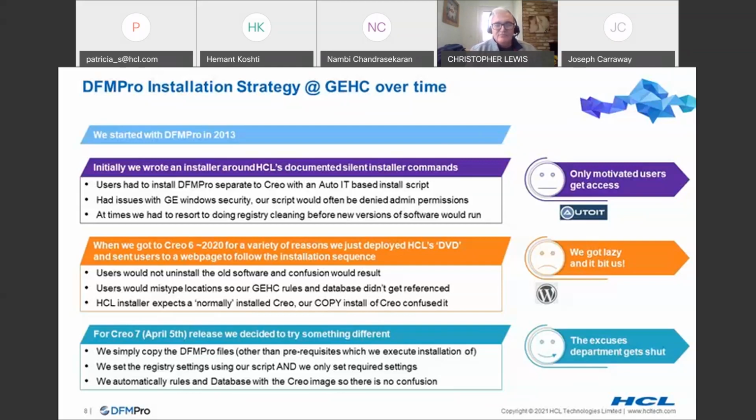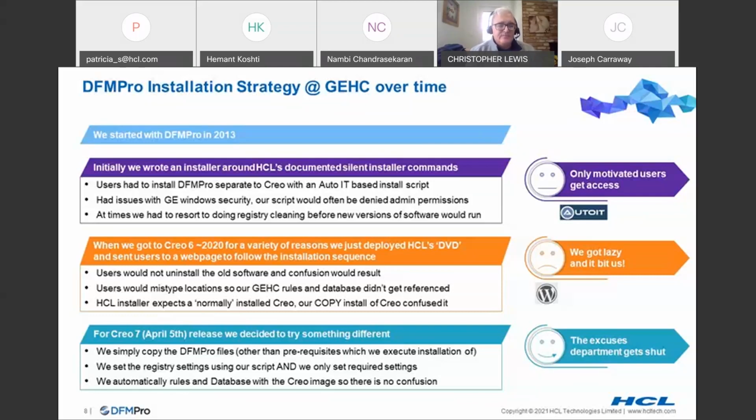And you can see the result of that is that the only people that used it were the motivated users. So that was the people that were forced to use it because they have to produce a DFMPro report to get past their appropriations request, or it's the users that are really motivated, and one would assume that they're going to get it either way. So we weren't so enthralled with that.